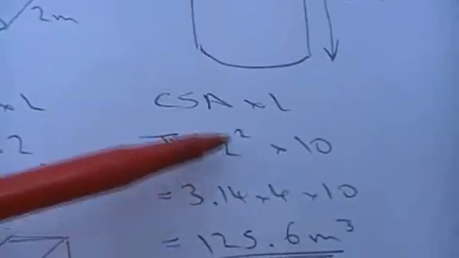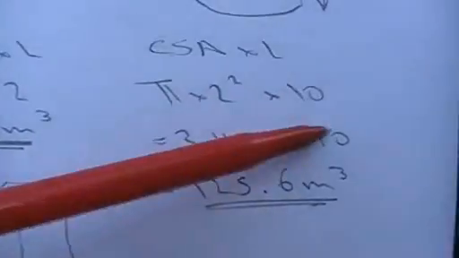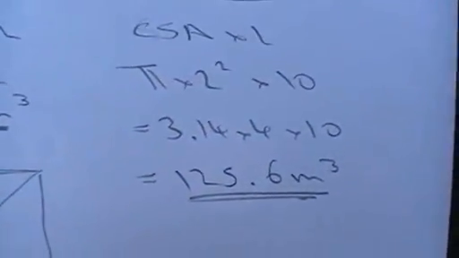Pi is 3.14, radius is 2, squared is 4. That times that gives us 125.6 meters cubed. So we can work out the volume of any classic prism.